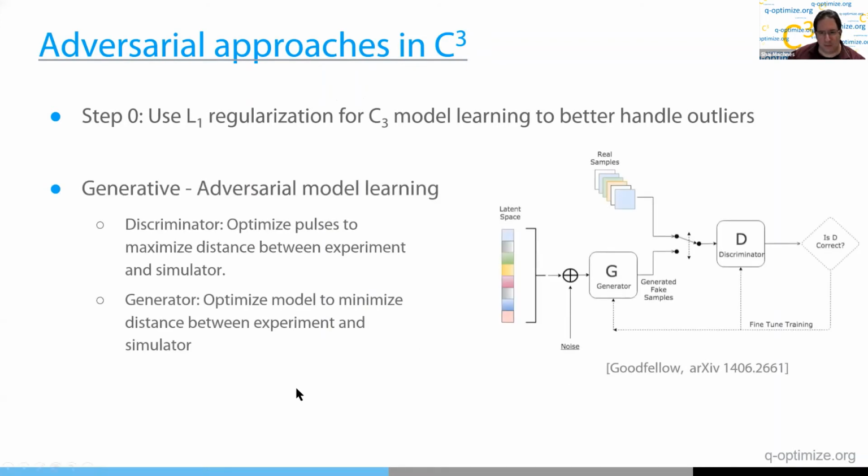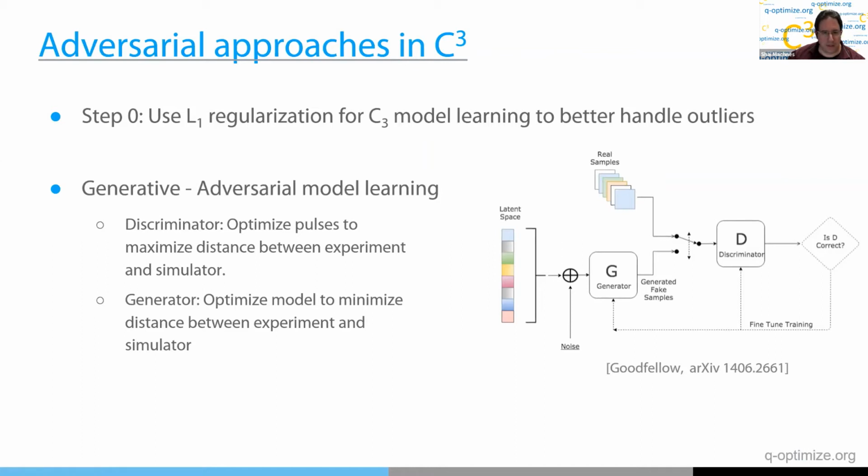But now we're going into more interesting adversarial approaches. You can think of model learning as this adversarial situation where you have a simulator that's trying to essentially fake the experiment, and a discriminator who's trying to tell whether the data is coming from the experiment or from the simulator. And then you train these two together.